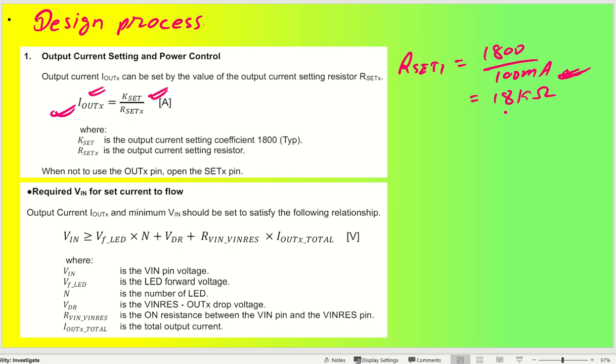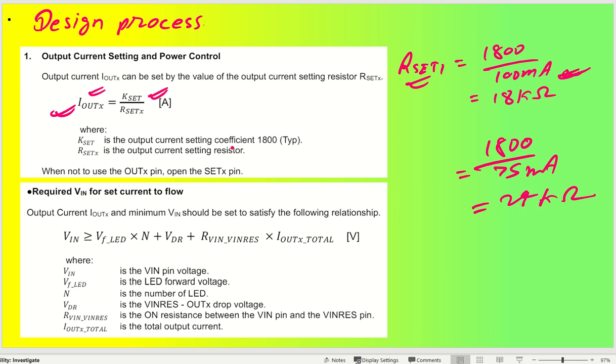Okay, let us say you want to set it for 75, then 1800 by 75 milliampere will come up as how much? 24 kilo ohm. So the R set value will become 24 kilo ohm. If you want to set the same current to each of the channels, then you have to use 24 kilo ohm for each of the channels.